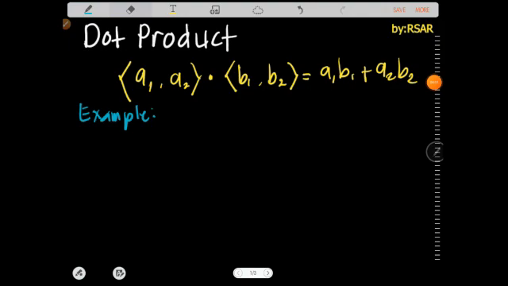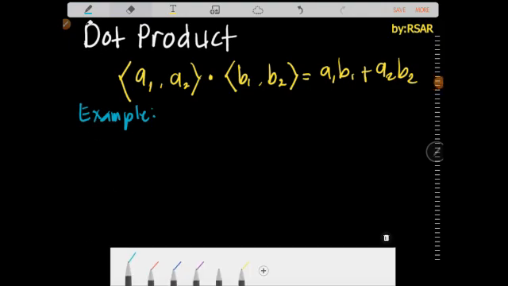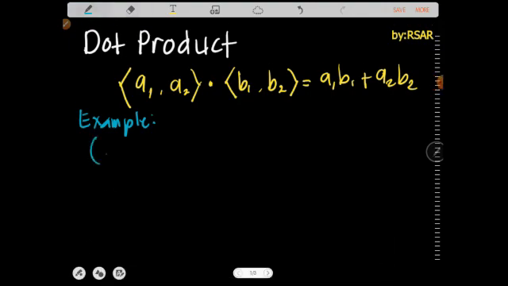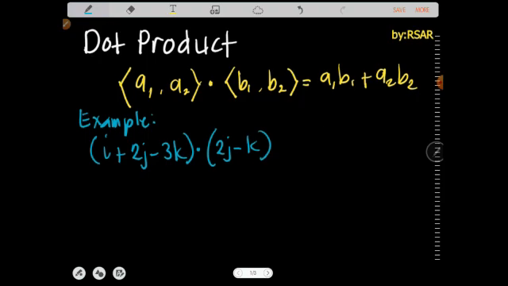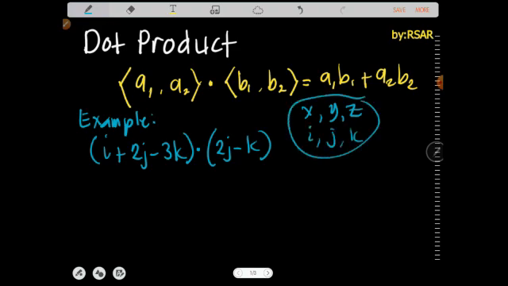So how about this one? i plus 2j minus 3k dot 2j minus k. So, remember, di ba yung ating x, y, z? X, y, and z is just equals to i, j, and k. Okay? So, tandaan lang natin yan. So, dito sa example na to, yung second vector niya is wala siyang binigay na value of i. Diba? So, it means that yung i dyan sa second vector is equals to 0.